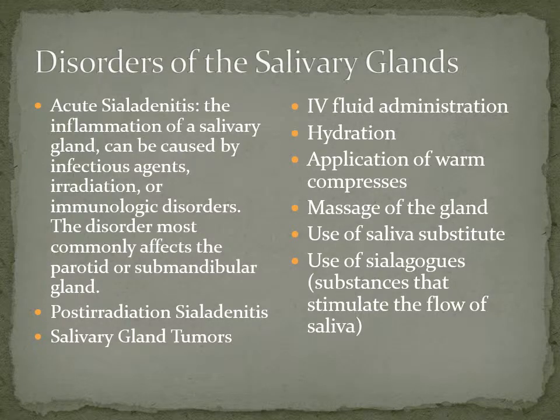Okay, so now I'm going to talk about disorders of the salivary glands. We have acute sialadenitis. This is an inflammation of the salivary gland. It can be caused by infectious agents, irradiation, or immunologic disorders. The disorder most commonly affects the parotid or submandibular gland. Being in PO for an extended period of time can lead to the development of this. Drugs such as phenothiazines and tetracyclines can trigger an episode.